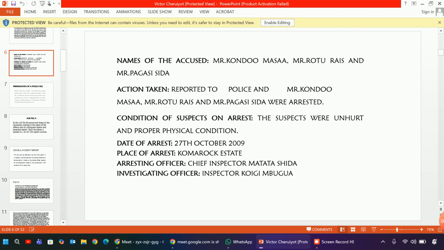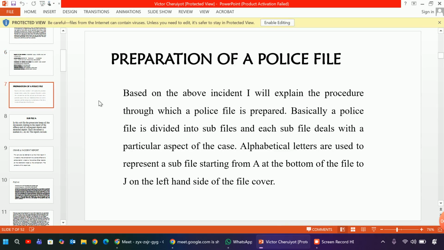Date of arrest: 27th October 2009. Place of arrest: Komarok Estate. Arresting officer: Chief Inspector Matata Shida. Investigating officer: Inspector Koigi Mbugwa. Preparation of a police file. Based on the above incident, I will explain.